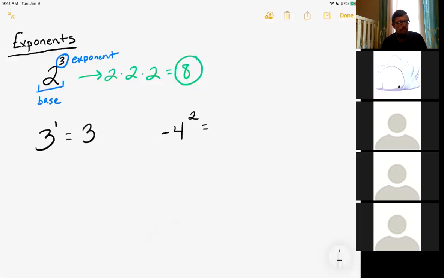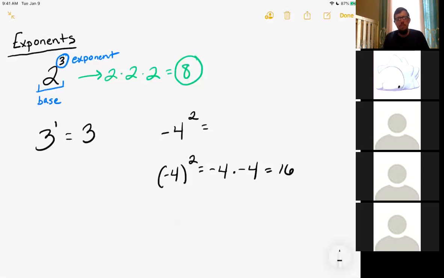Well, it depends if it's in parentheses or it's not. Good. These two problems have different answers. The second one, the negative sign is in the parentheses. So you do negative times negative. The negative is also squared, right? Negative times negative is positive, so the answer is positive 16.